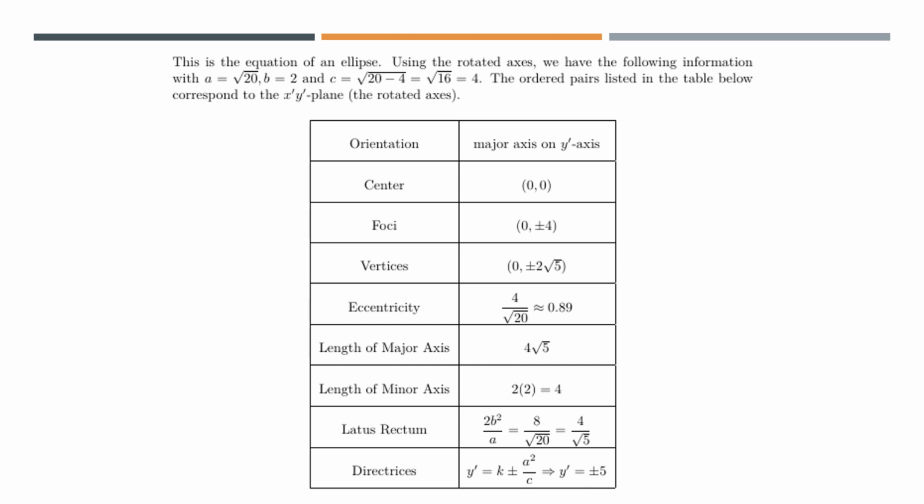This is less than 1. Ellipses have eccentricities between 0 and 1. The lengths of the major and minor axes are given here as 4 root 5 and 4 respectively. The length of the latus rectum is going to be 4 divided by root 5. The calculation is here. And the directrices of the ellipse are located at y prime equal to plus or minus 5. So these are horizontal lines in the y prime coordinate system.